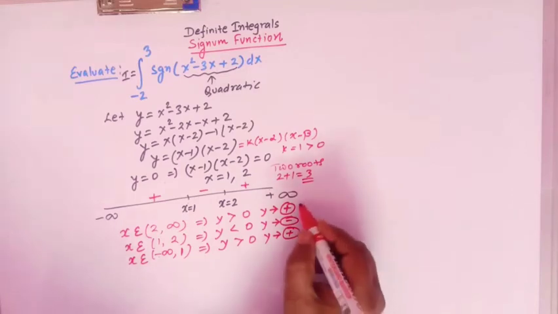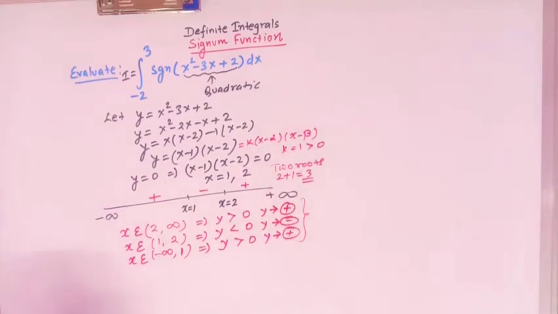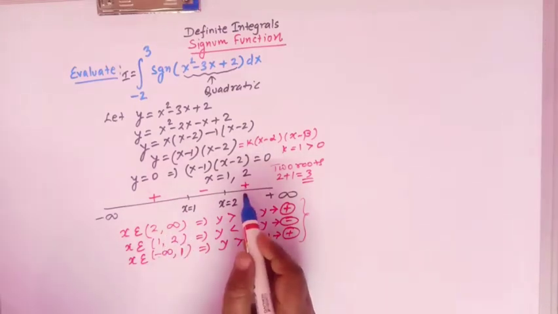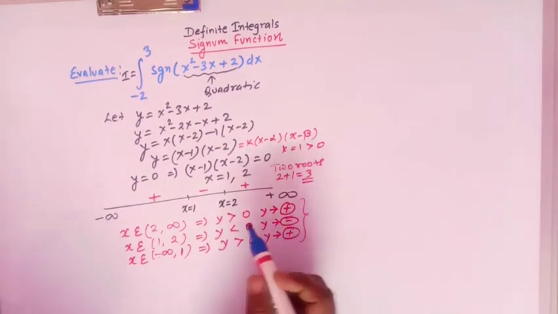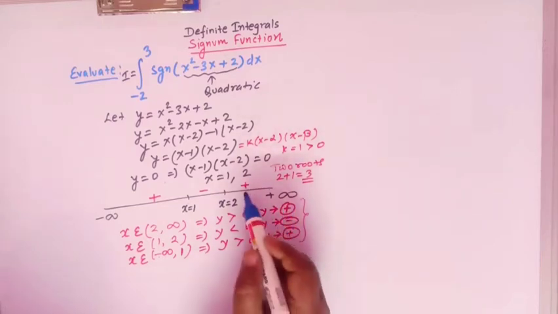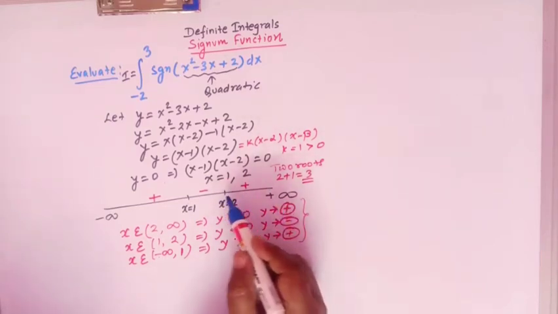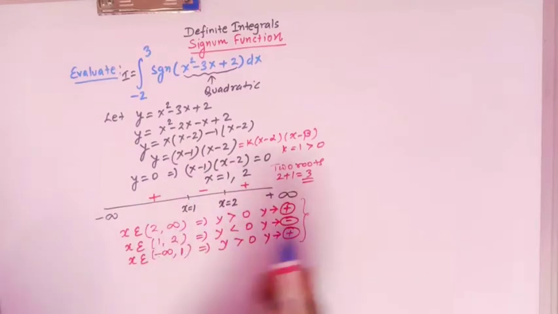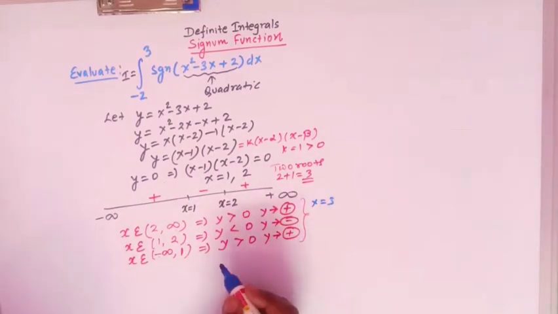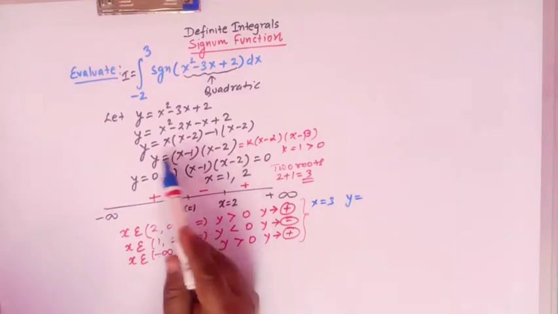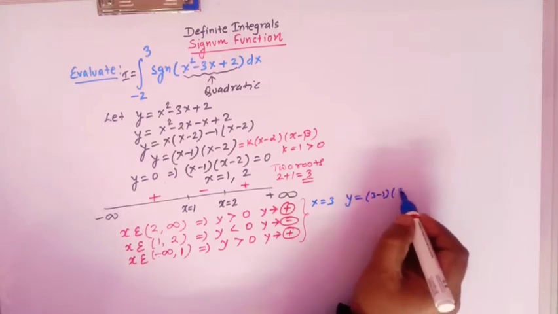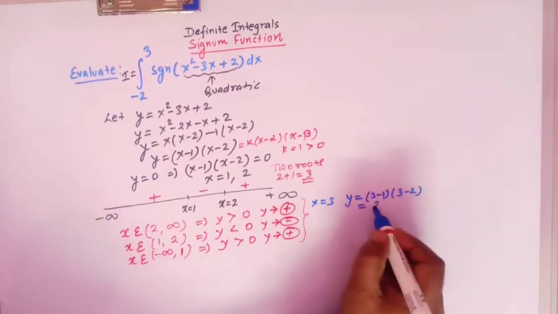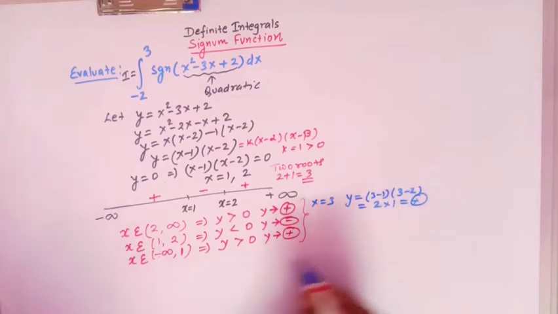We can also verify these signs by taking some particular values. We are not going to discuss the detailed method of how to arrive at these signs, but let me verify by taking some particular values. Between 2 and infinity, we take x is equal to 3. So y is equal to x minus 1 times x minus 2, so we have 3 minus 1 and 3 minus 2, that is 2 times 1, which is a positive quantity.